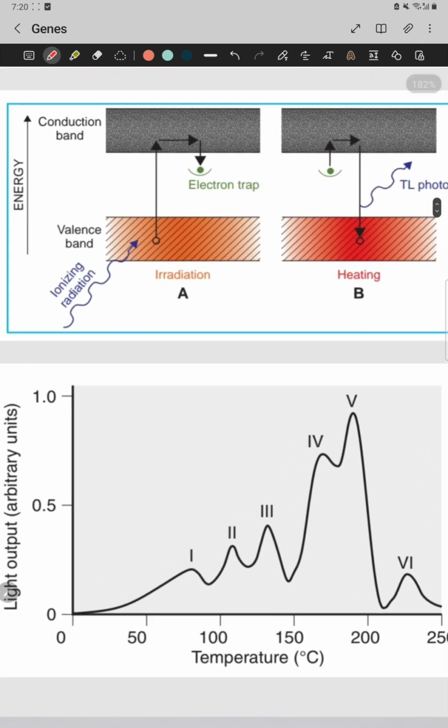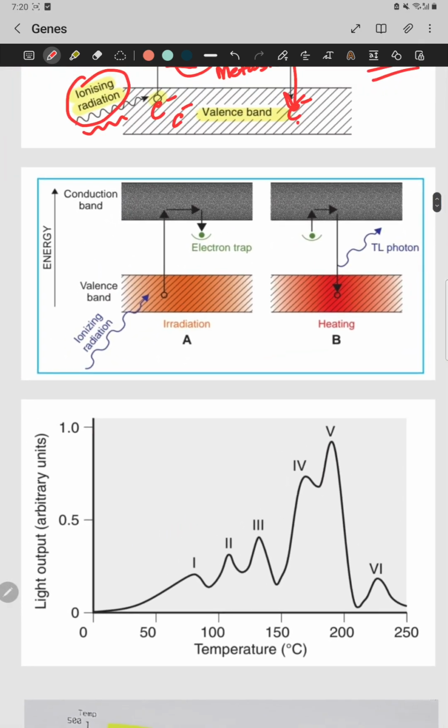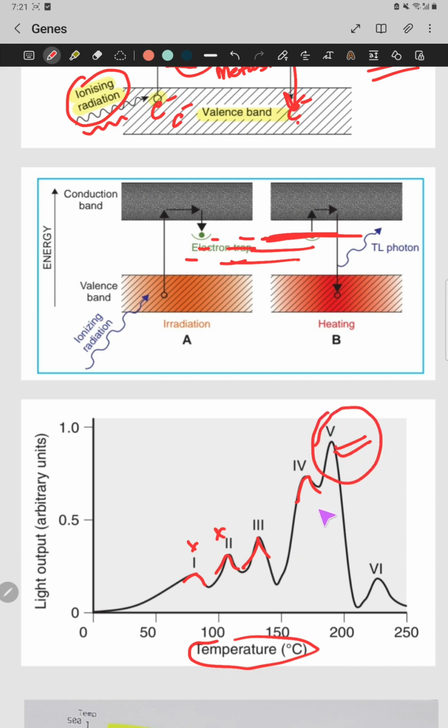Now this is called a glow curve. I spoke about the intermediate levels in the forbidden band, right? There will be one particular intermediate level which is the peak. At lower temperatures, when you heat it a little bit, you will see some peaks, but these peaks are not so important because they come from other intermediate levels. The highest peak is the one, and the area under the curve is what you get as the number of photons being produced. This is called the glow curve.